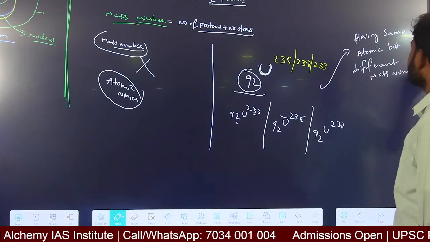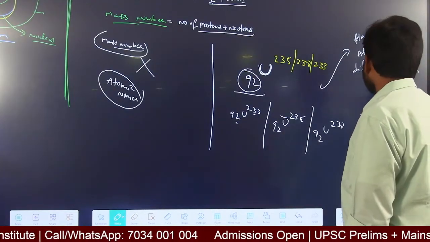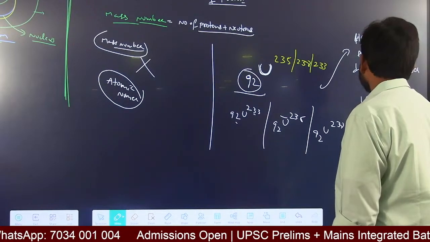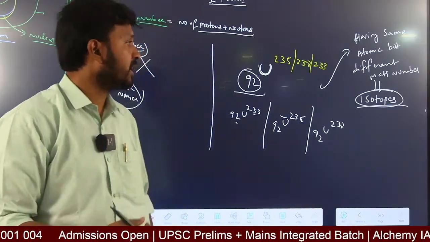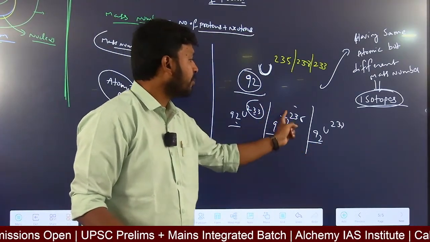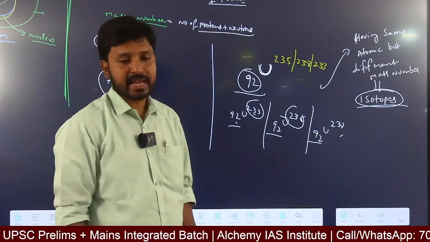Elements which have the same atomic number but a different mass number are called isotopes. What are those called? Isotopes. Isotopes are those elements which have the same atomic number but a different mass number. The mass number keeps on changing. Such elements are called isotopes.